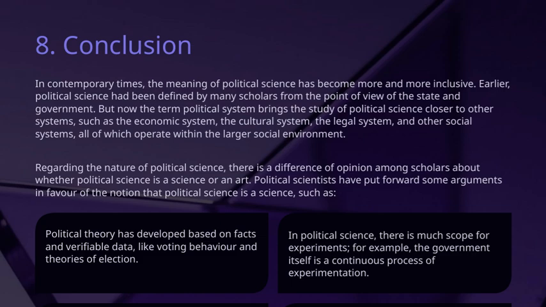There's a debate among scholars about whether political science should be classified as a science or an art. Those who see it as a science point out that modern political science has become more inclusive. Instead of focusing solely on the state and government, the field now studies the entire political system in relation to other systems, like economic, cultural, and legal systems, that all operate within the larger social environment.